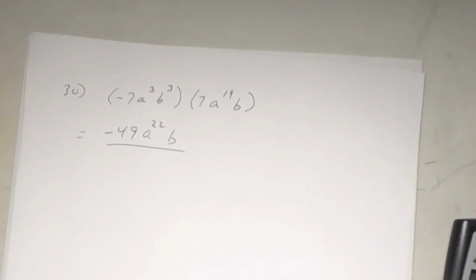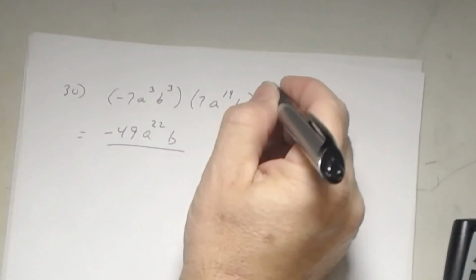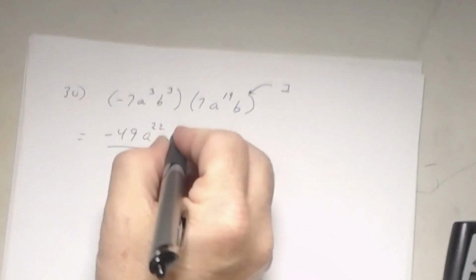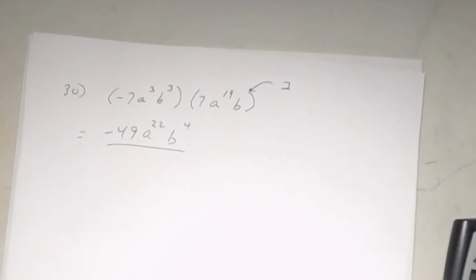Not b to the third, b to the fourth. B to the third times b to the first. 3 plus 1 is 4. Remember, there's no exponent there. It's understood to be a 1. This right here is understood to be a 1. It says b to the fourth. All right, so you got to be careful with the 1s, exponent 1. All right, so that's number 30.